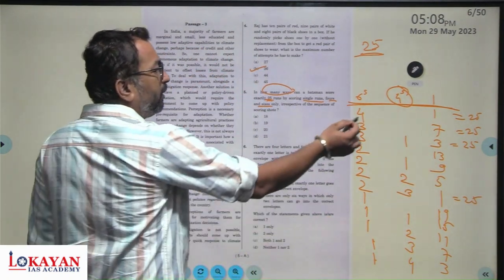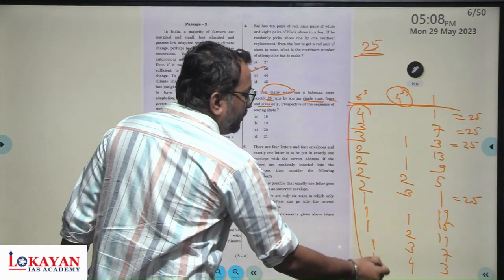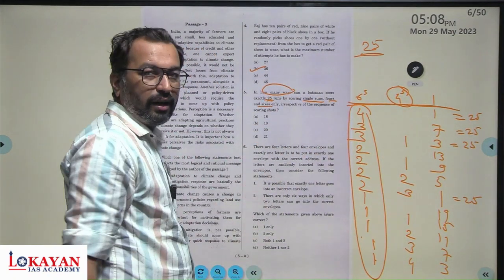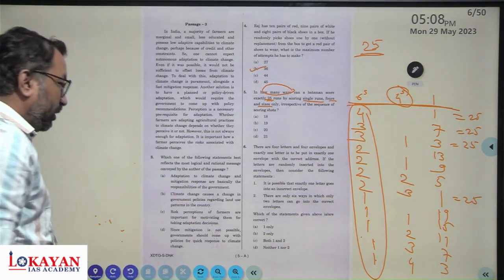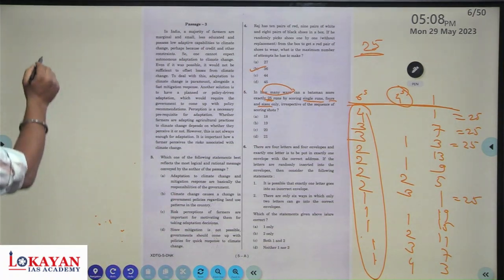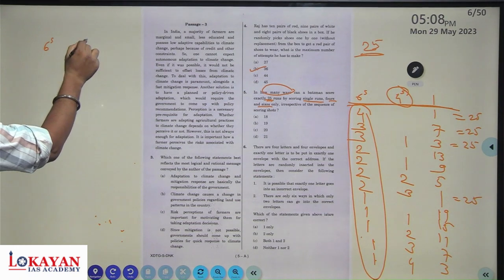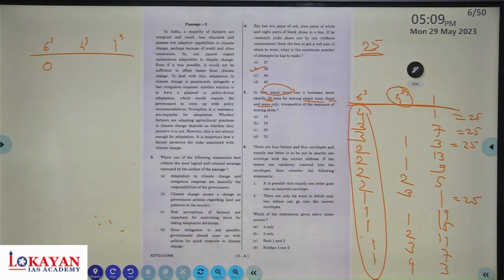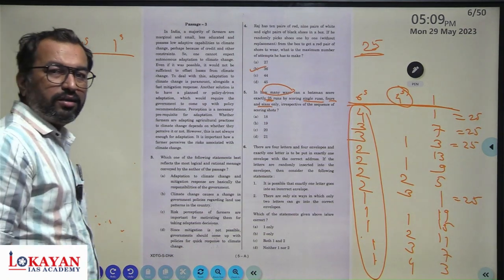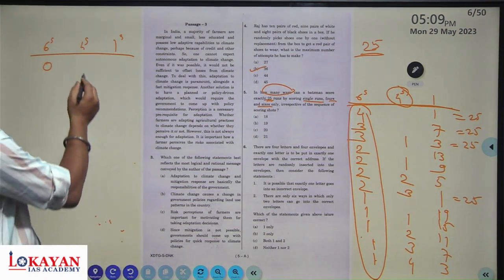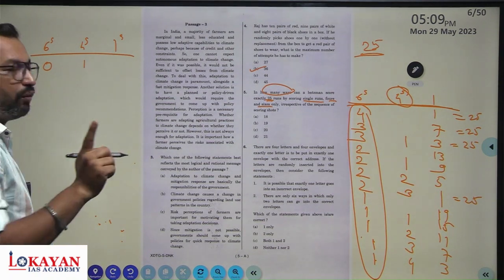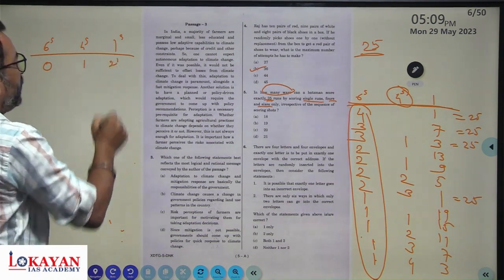Now we have exhausted the sixes: 1 six, 2 sixes, 3 sixes, 4 sixes. Now what will be the next? See, sixes, fours and singles. Now there will be 0 sixes. 0 sixes, 1 four, and how many singles? 21 singles.